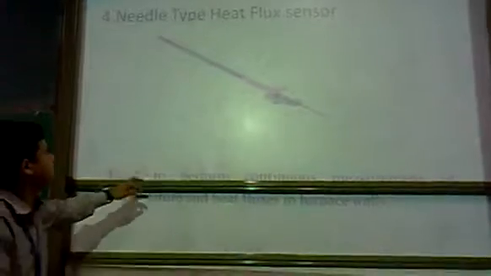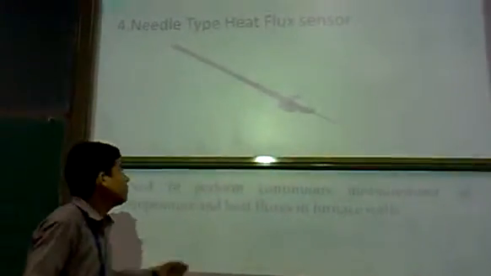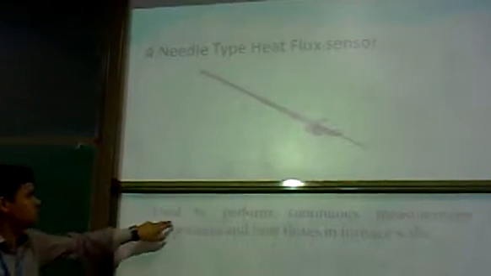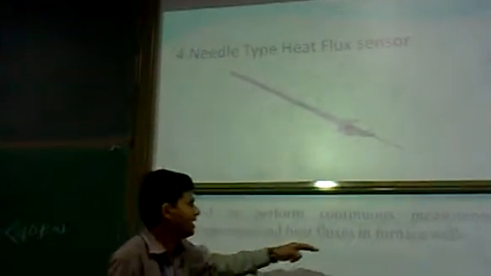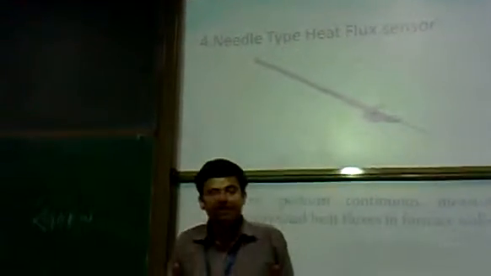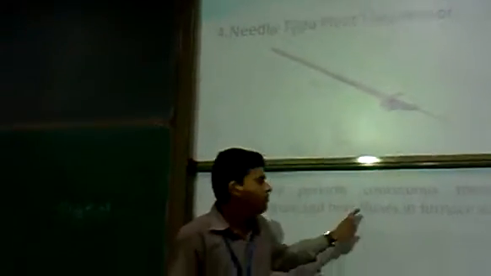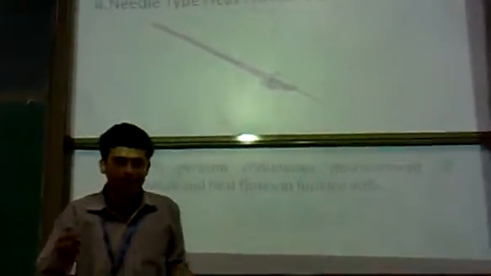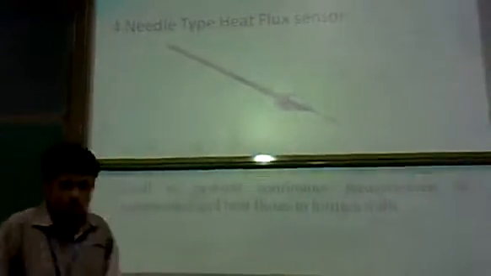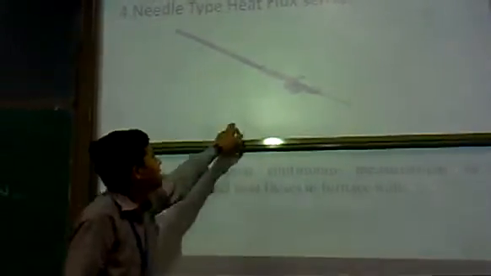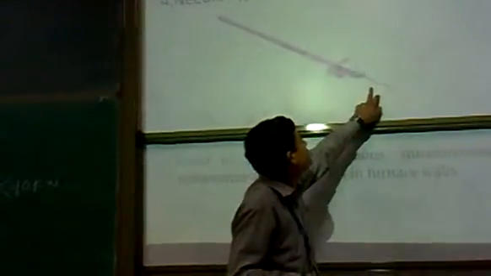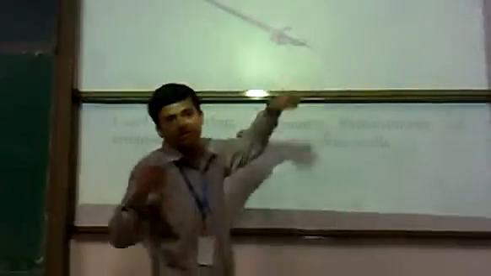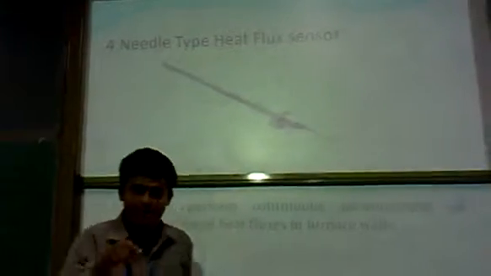Next is the needle type heat flux sensor. This is the most common and more versatile sensor. It is used to perform continuous measurement of temperature and heat fluxes in furnace mode. As we know, a furnace in industry is very hot. We want to monitor the temperature of that furnace every second, so we use this type of needle sensor and get continuous output while the process is running. One more advantage of this type of sensor is that it is easily put in any environment, including industrial environments.